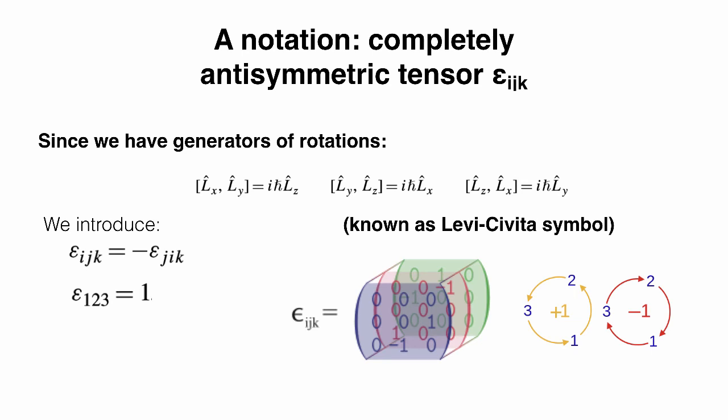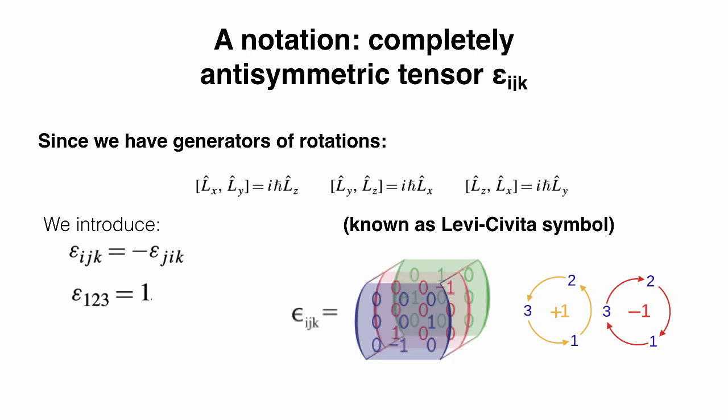So in order to move a little bit forward and to make the mathematics a little bit more bearable, we are going to introduce what's known as the antisymmetric tensor epsilon ijk, so that we can write all those commutation relationships in a very synthetic, very short, shorthand way.